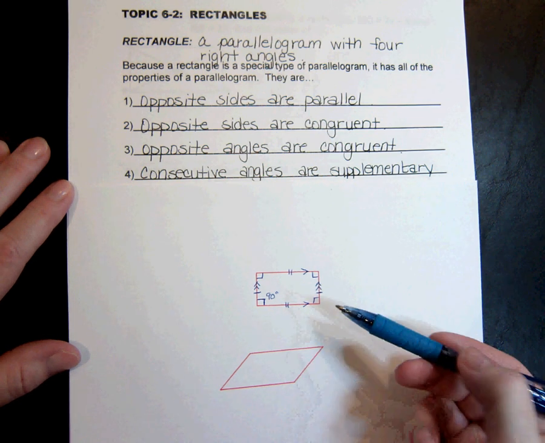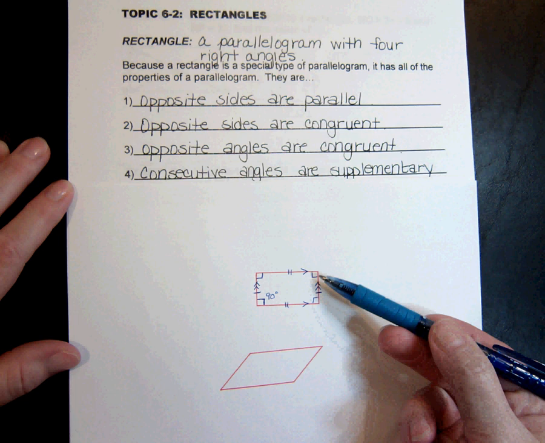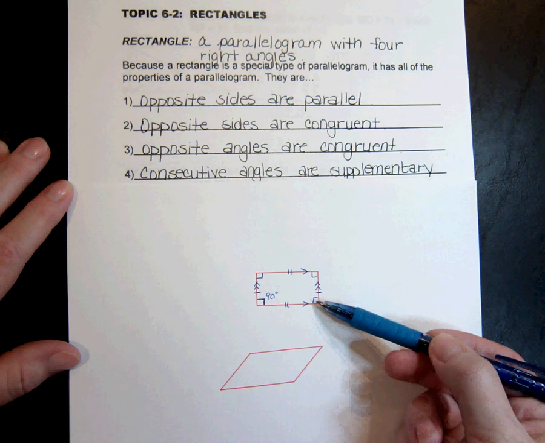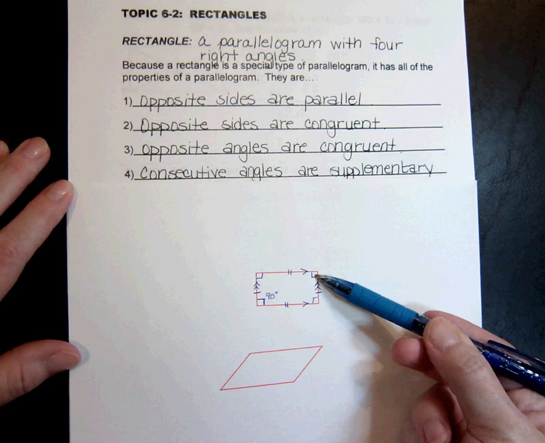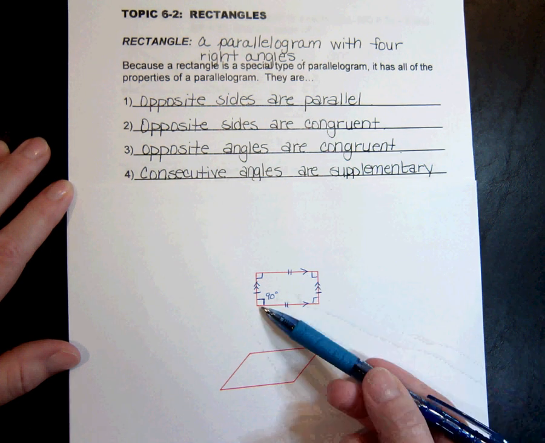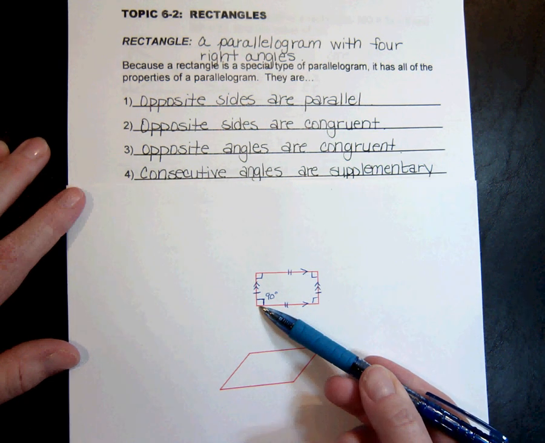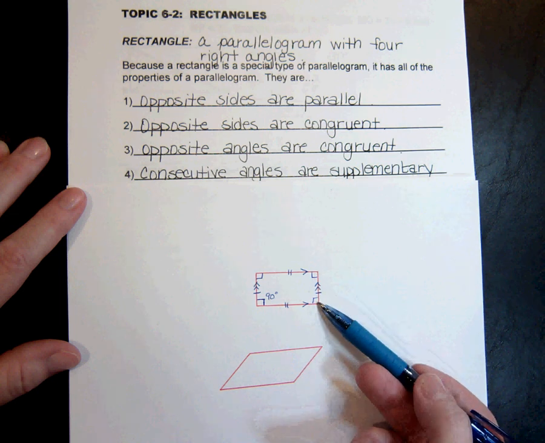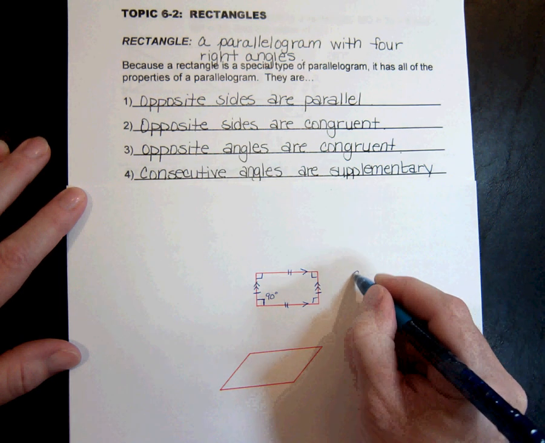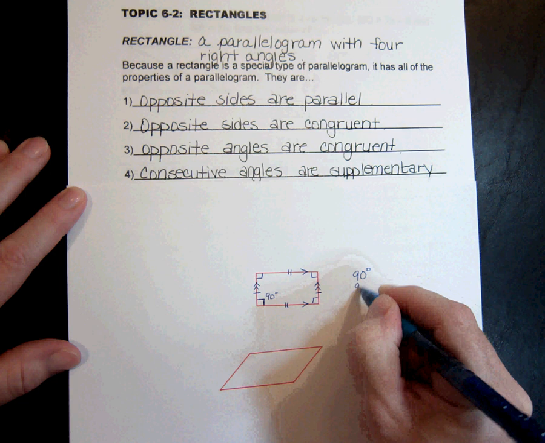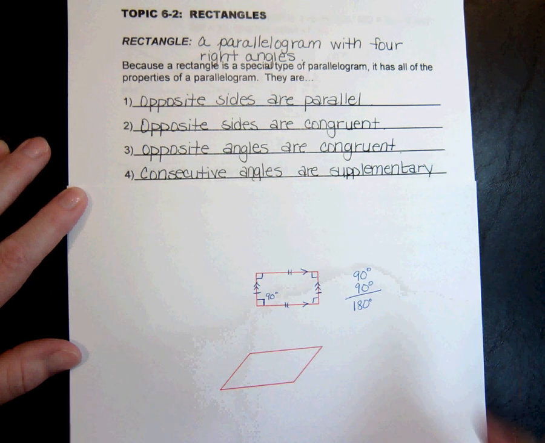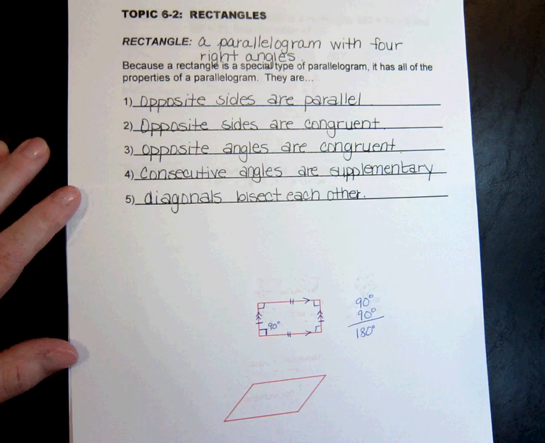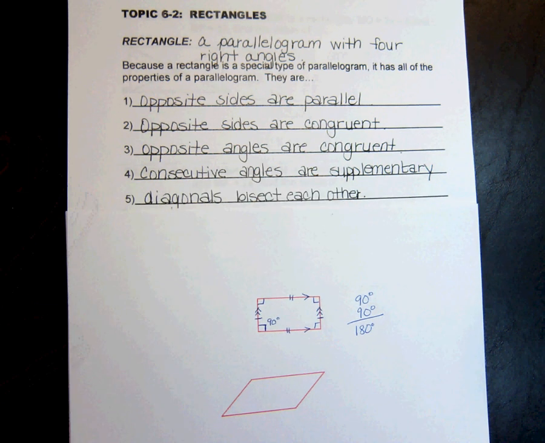We know this because consecutive, again, is walking around the figure itself. This is consecutive to this top one. This angle is also consecutive to the left bottom one. Those are supplementary. In a rectangle, they're all 90 degrees, and we know that 2 times 90 degrees is 180 degrees. The diagonals bisect each other.